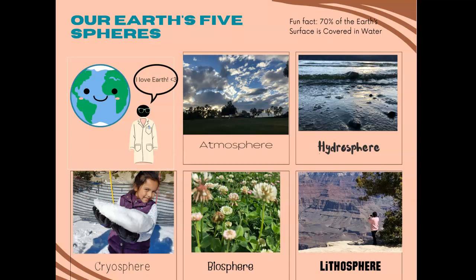The lithosphere, as you can see, the last sphere that we see, is the rocky part of our Earth. This was taken at the Grand Canyon, which you could see the layers of it in between all of those rocks, which is pretty cool since those are thousands and thousands of years old.